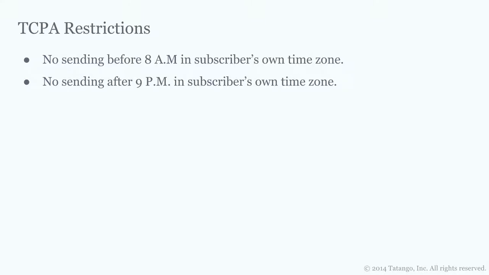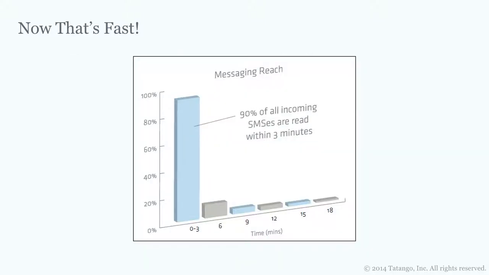There are some TCPA restrictions, which help, because then at least you have some guidelines. The TCPA, which is a federal law, requires that you not send text messages to customers before 8 a.m. in their own time zone or after 9 p.m. in their time zone. Even if there weren't TCPA restrictions, these are pretty good guidelines to follow to not anger your customers.